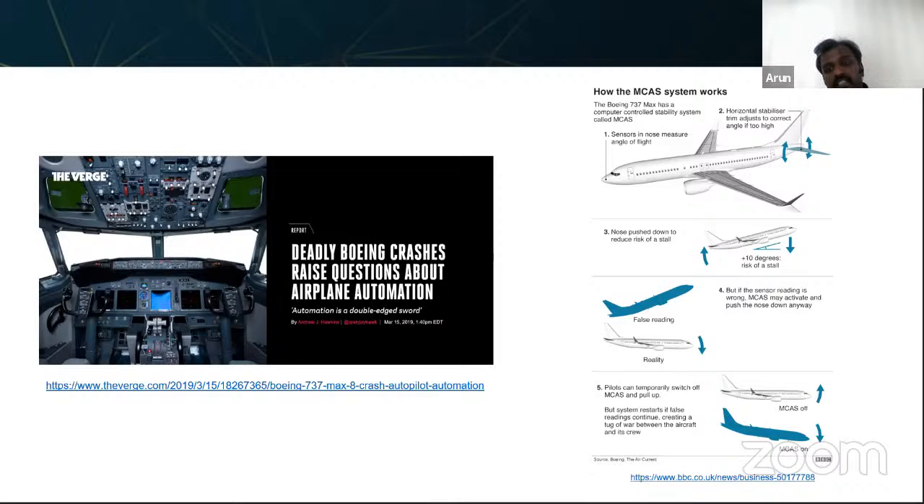So what happens is that in this particular case, the sensor which detects the tip angle, I think, provided a wrong value to the MCAS system. So the MCAS system started to make those adjustments, as you can see in the picture at point number 5, where the MCAS system was trying to pull down the vehicle because of the faulty sensor reading. But in reality, that was not the case.